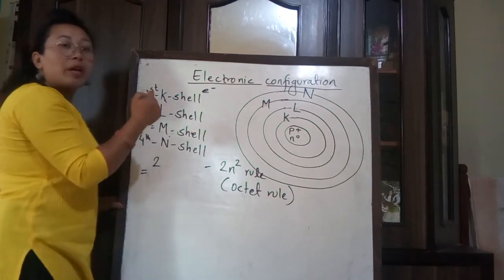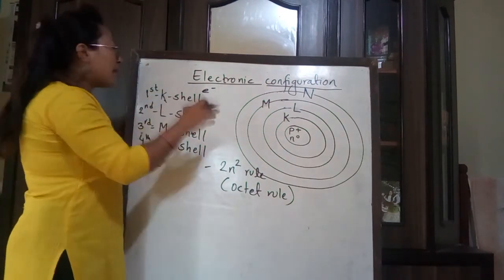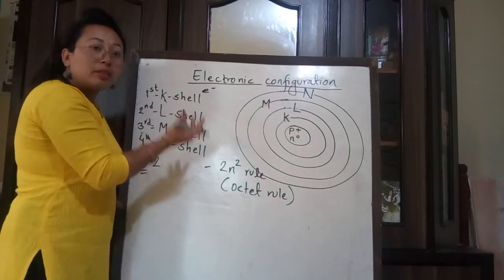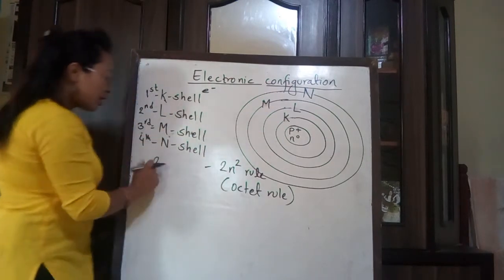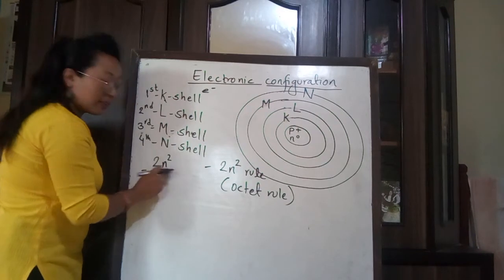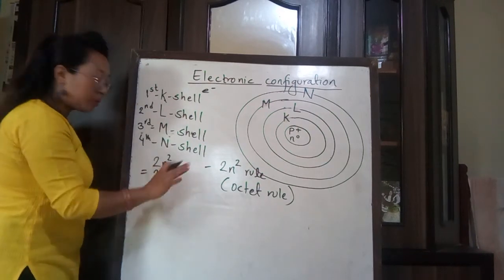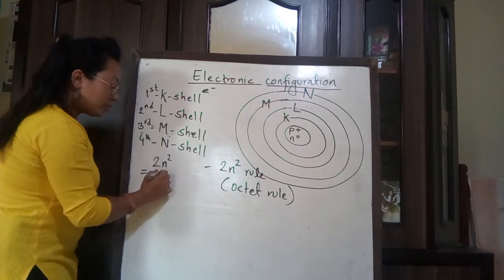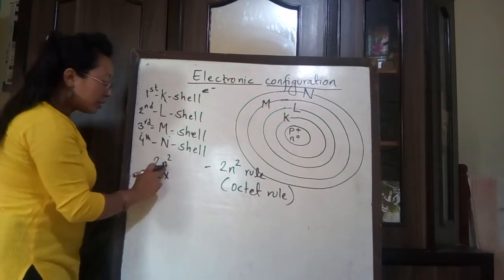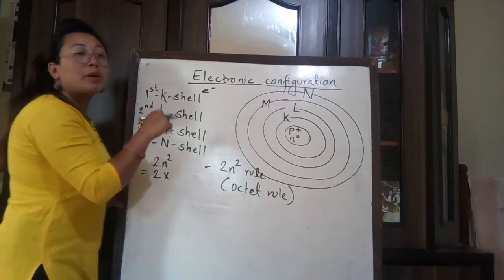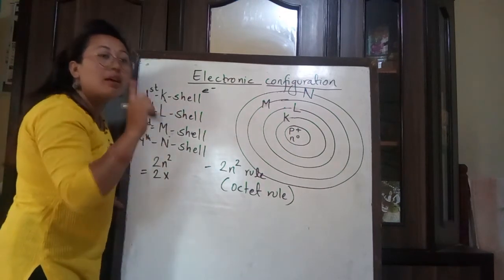That means to find out how many electrons the K cell can hold, we can use this one formula: 2n square. That is actually the formula. And in between 2 and n there is obviously the multiplication sign, and n means the number of cell. N indicates the number of cell.